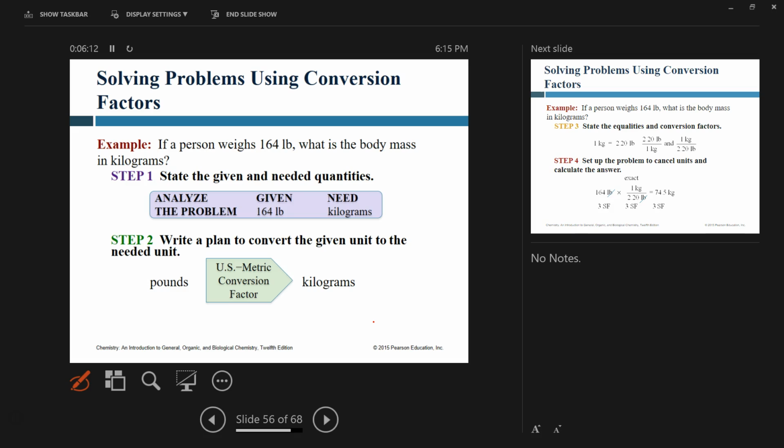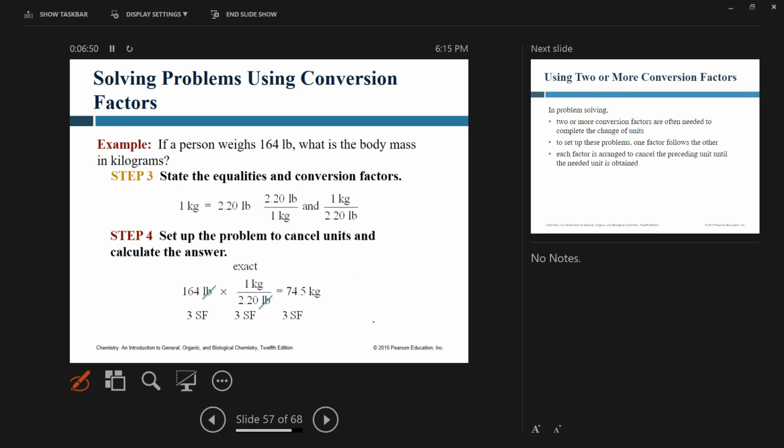So for instance, here's a simple problem. We have a person who weighs 164 pounds. You need to calculate the body mass in kilograms. So what do you need to do? You need to write, you're given a mass in pounds, you need a mass in kilograms. So you need a conversion factor of pounds to kilograms, right? So what should be at the bottom? Pounds. At the top, in the numerator, you should have kilograms, right? So here's your conversion factor.